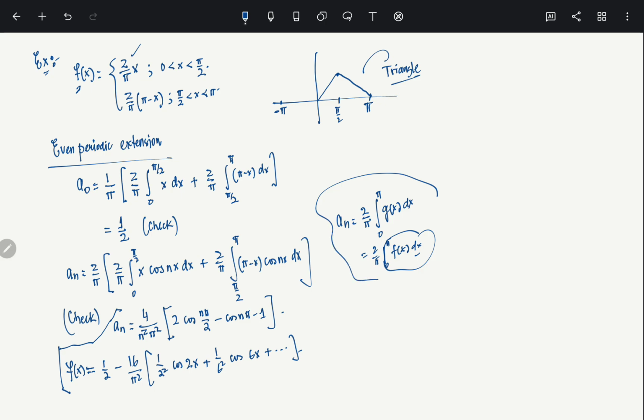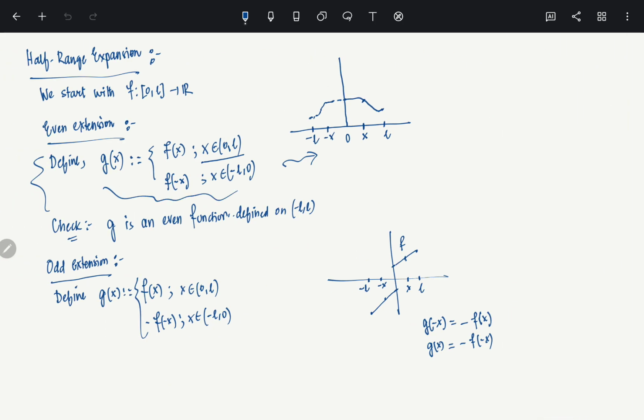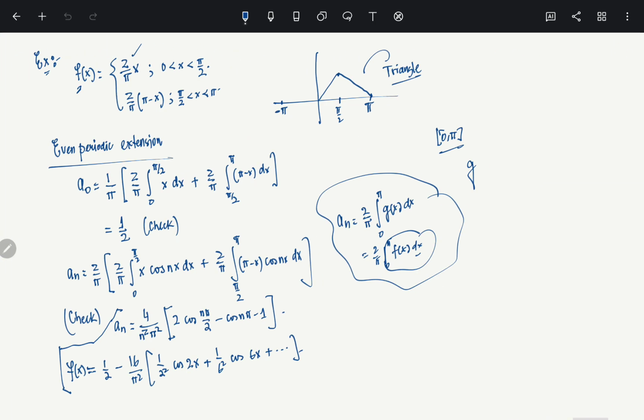The basic important part is this, you understand. Essentially what happens is the function is defined between 0 and pi. Clear? What we are doing is taking an extension. We are defining a new function g, which is an even function, defined by this, and this g is defined in minus pi to pi.